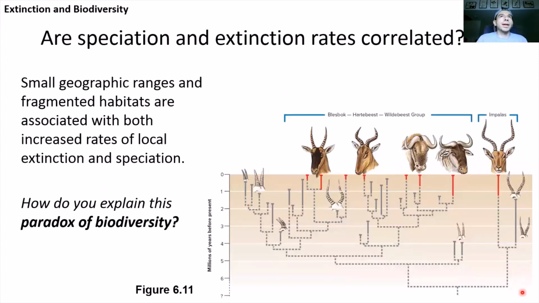Okay, so I said that speciation rates vary and extinction rates vary. Do those rates tend to be correlated or not? Well, sort of they are correlated. Interestingly, small geographic ranges and fragmented habitats are associated with both increased rates of local extinction and increased rates of speciation.